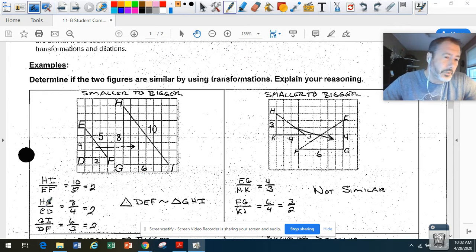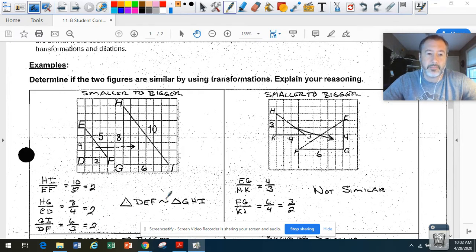So we have HG, which is 8. ED is 4. 8 over 4 is 2. Yes, that works. Let's go GI over DF. GI is 6 over 3, which is 2. So yes, that works. So now we're going to write a similarity statement.